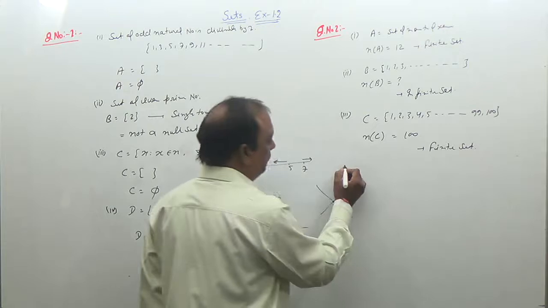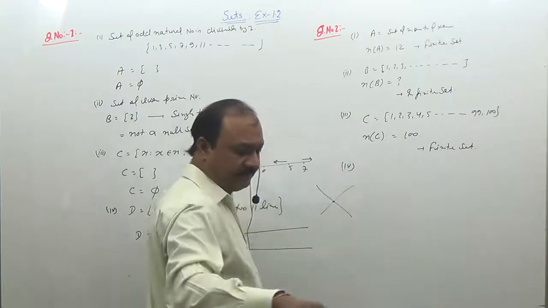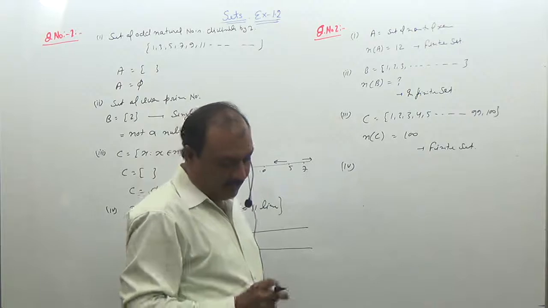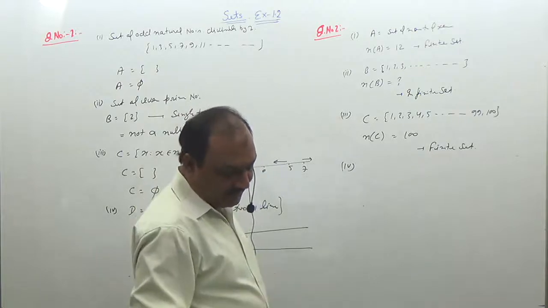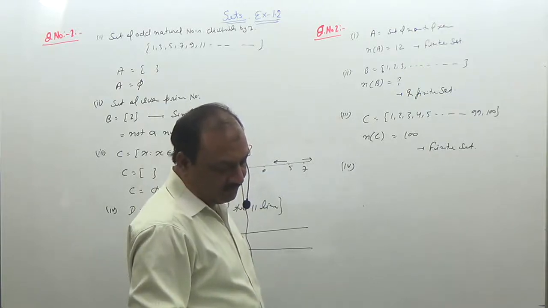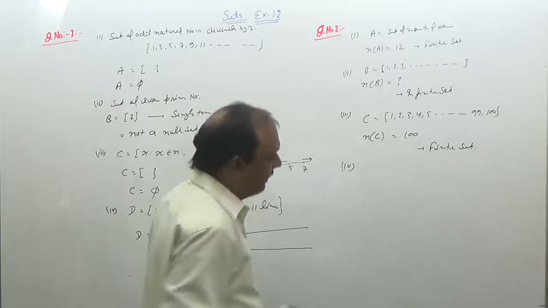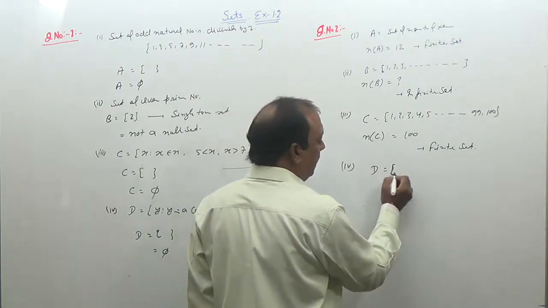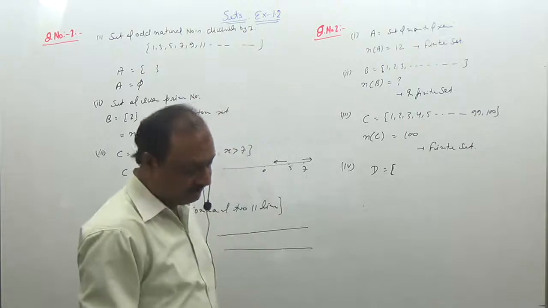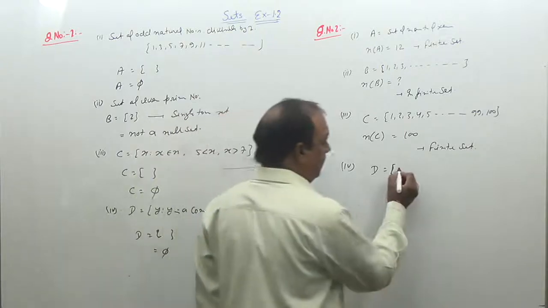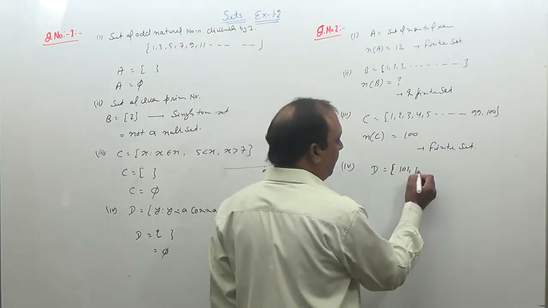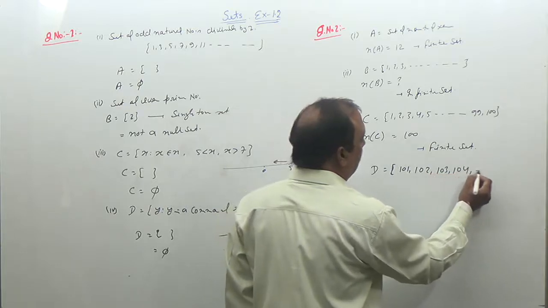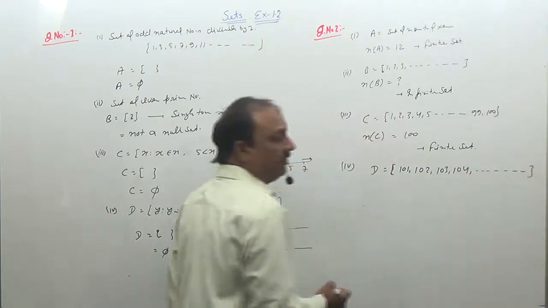Finite set. Fourth part is the set of positive integers greater than 100, which is denoted by D. A set of positive integers more than 100, that is 101, 102, 103, 104 and so on.